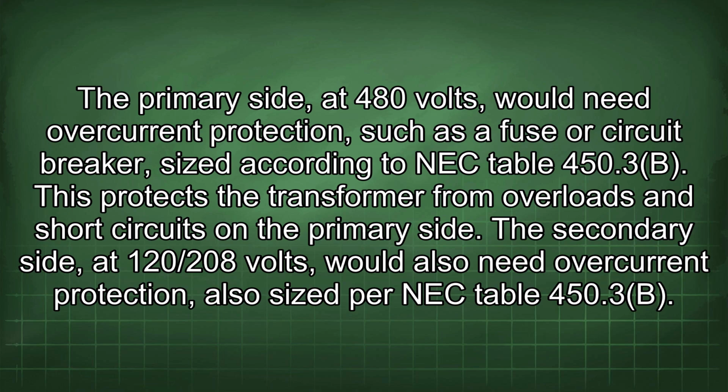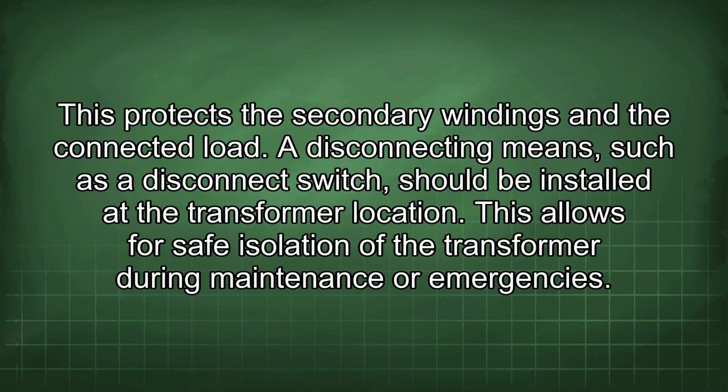The secondary side, at 120/208 volts, would also need overcurrent protection, also sized per NEC table 450.3(B). This protects the secondary windings and the connected load. A disconnecting means such as a disconnect switch should be installed at the transformer location. This allows for safer isolation of the transformer during maintenance or emergencies.